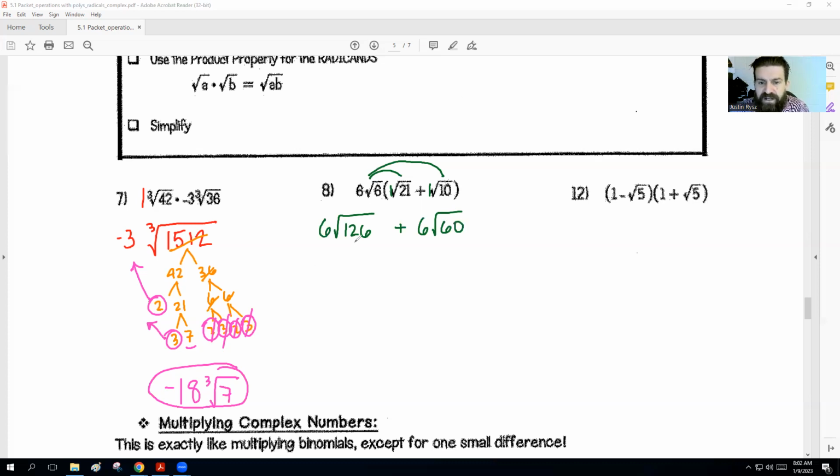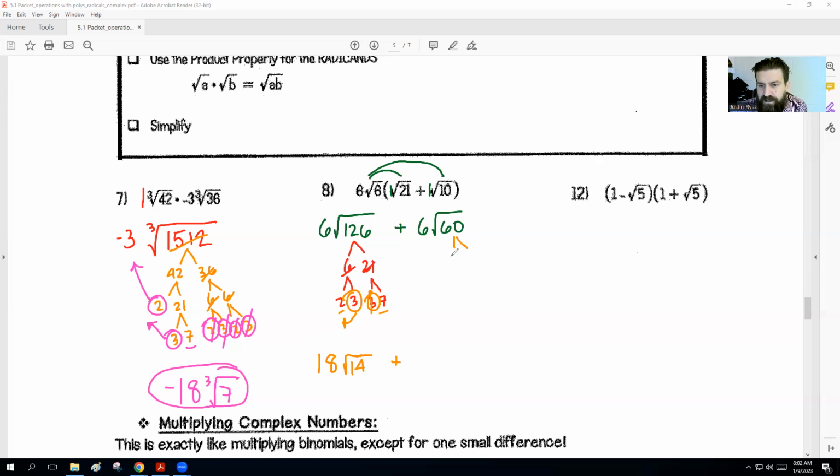We're going to break them down, see if anything happens here. Well, 126 is 6 and 21, which is 2 and 3, 3 and 7. For a square root, we only need to have 2 of them. So we got a pair of 3s. That goes outside. The 2 and the 7 stay inside. So 3 times the 6 is 18. And the 2 and the 7 makes 14.